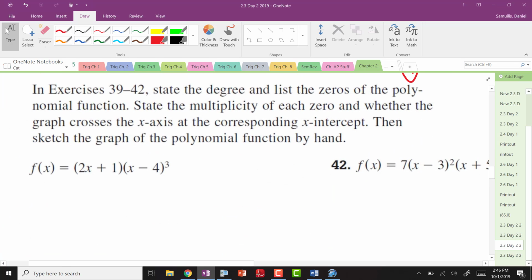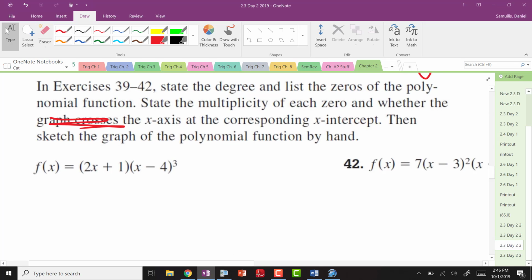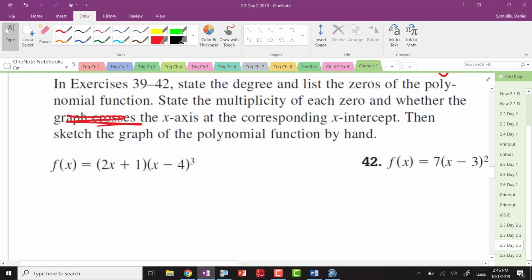So I think I could go over these really fast. In exercises 39-42, state the degree and list the zeros of the polynomial function. Didn't we just do that? All right, state the multiplicities of each 0. And then don't say whether it crosses or not. I guess they like you to write that. Just do the graph and show that it crosses if it does. So you don't really get a lot of time to write those directions. We just did all of that. Got it? Okay, everybody, what's the x-intercept for this one?